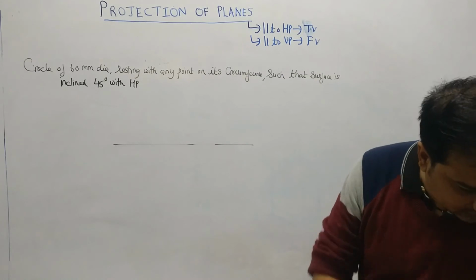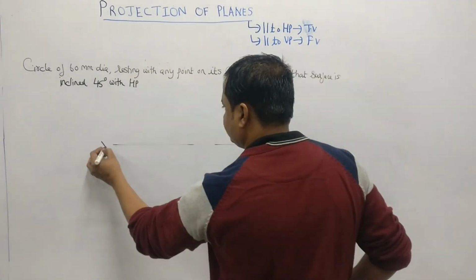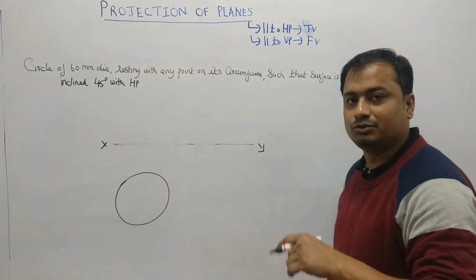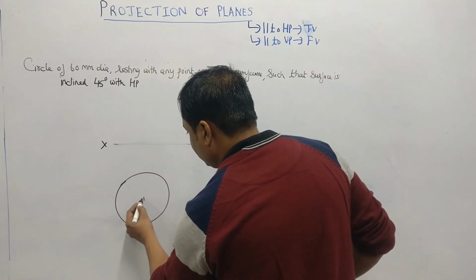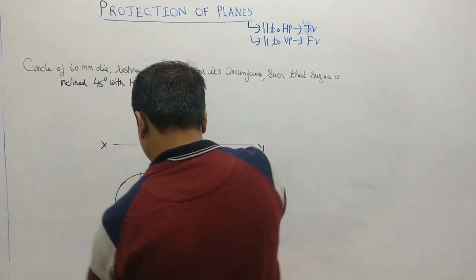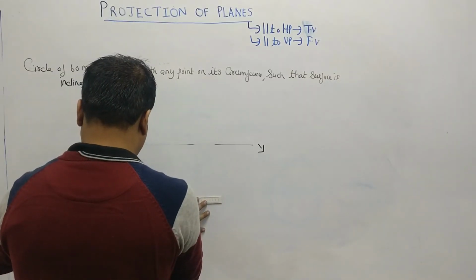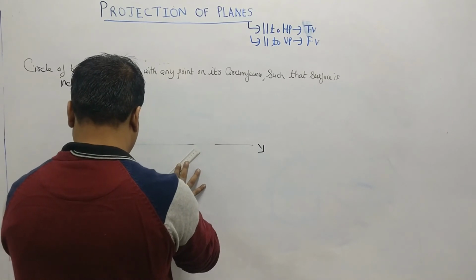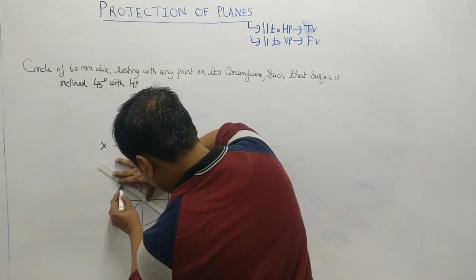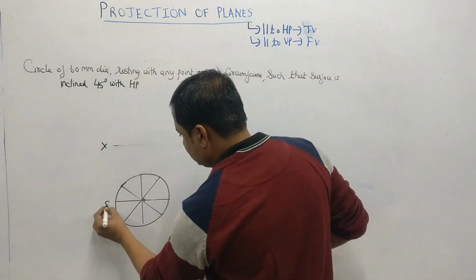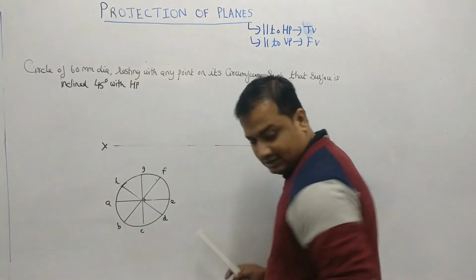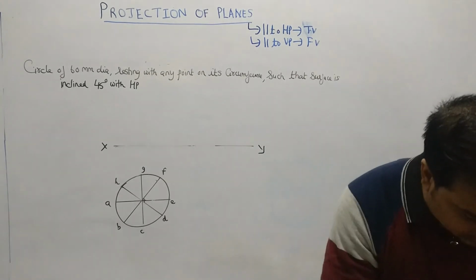Suppose this is my XY, so the top view will be the true shape. This is the true shape of the circle. As I have told you, you have to divide it into 8 equal parts. So I will be dividing this circle into 8 equal parts. The naming will be, suppose this is A, B, C, D, E, F, G, and this is H. So this is the true shape from the top view.